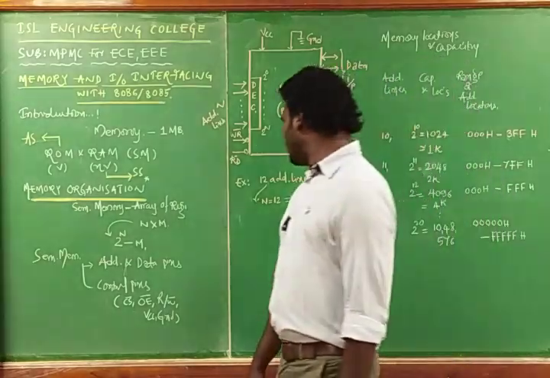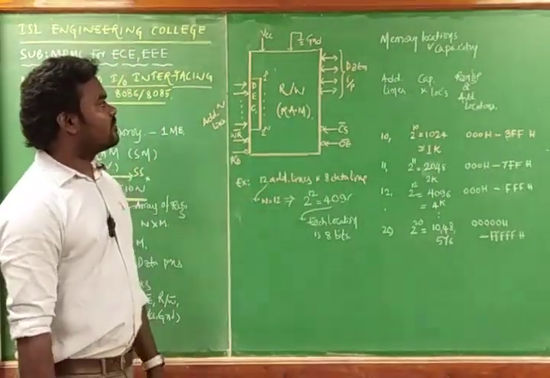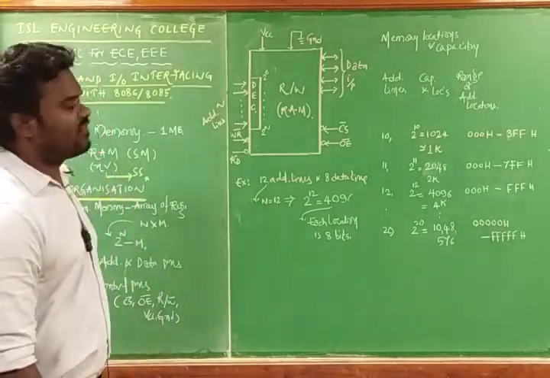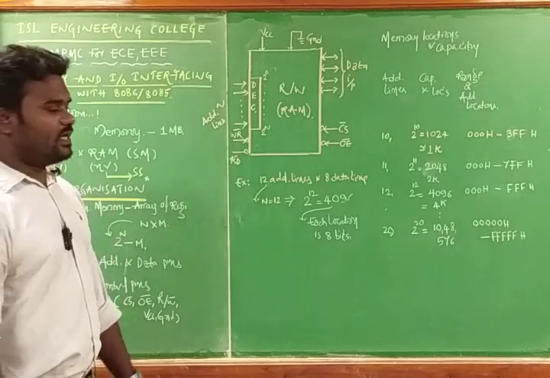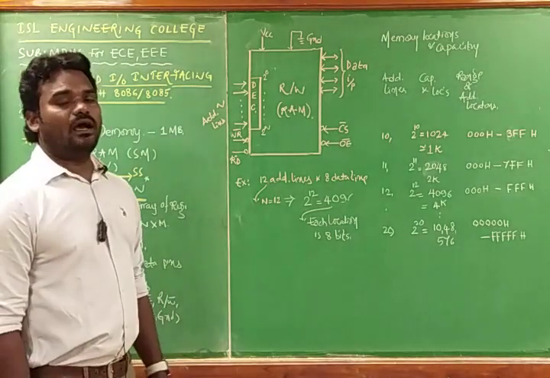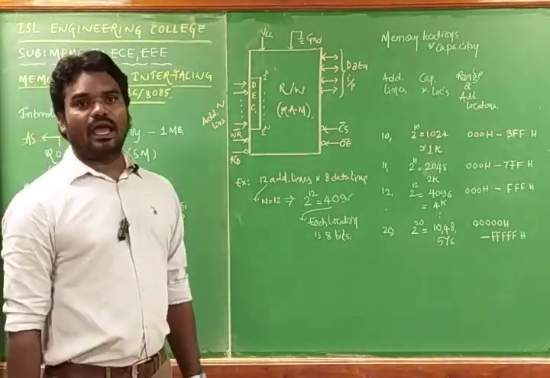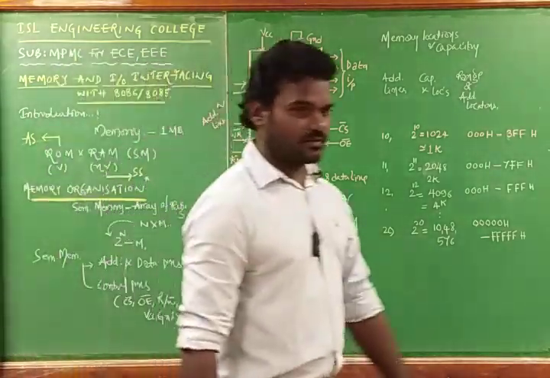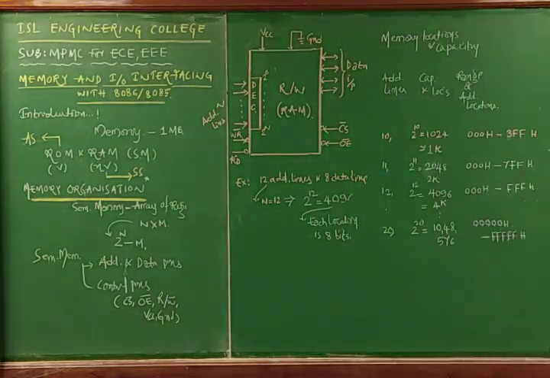Now we are going with one particular table that describes the number of memory locations, the capacity of the memory, and the number of address lines. As we discussed, the number of address lines defines the number of memory locations in the memory, and it assigns the specific address for each memory location. The table describes the total capacity of the memory locations and the range of the address lines.